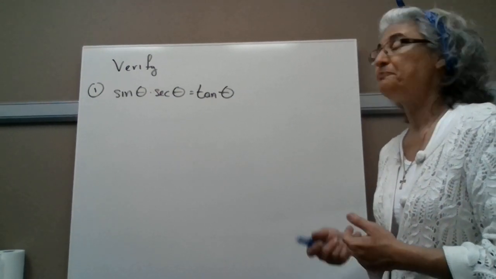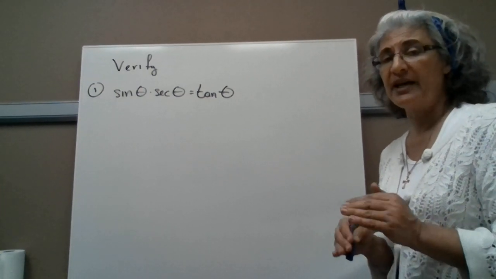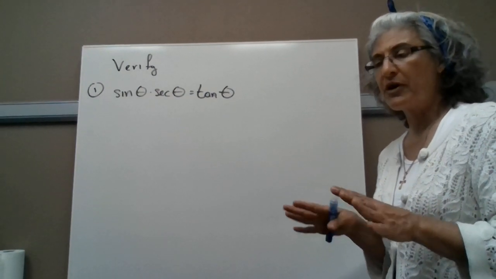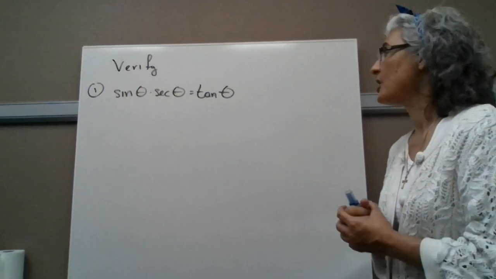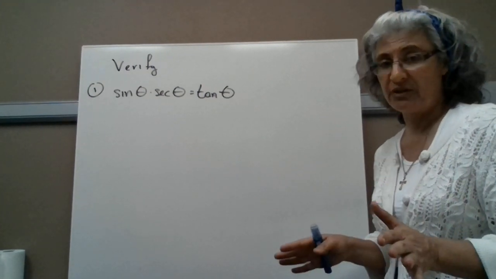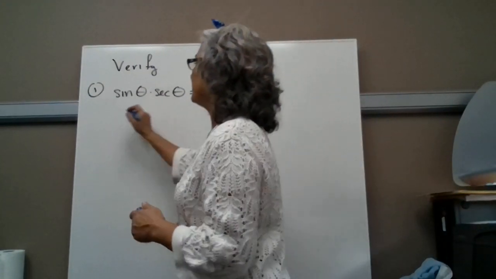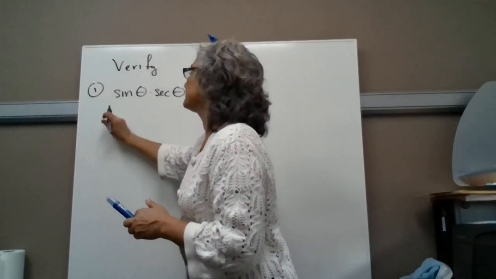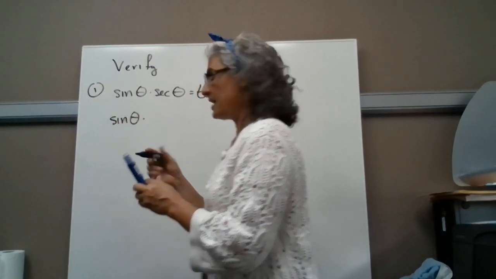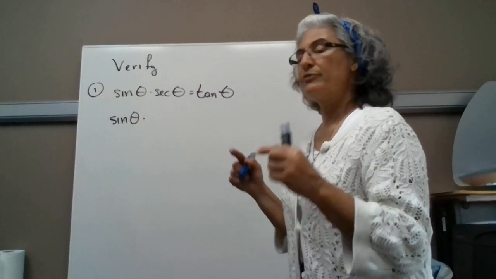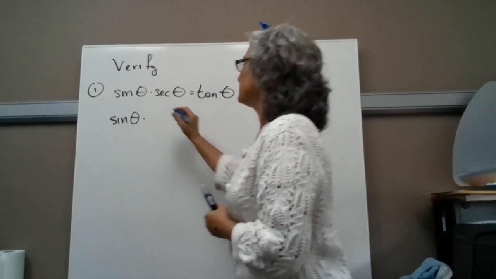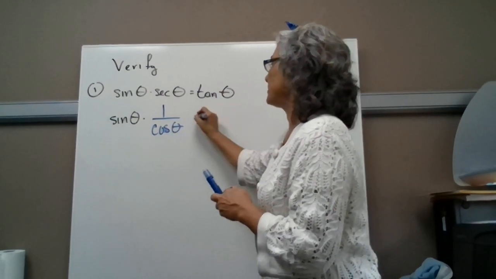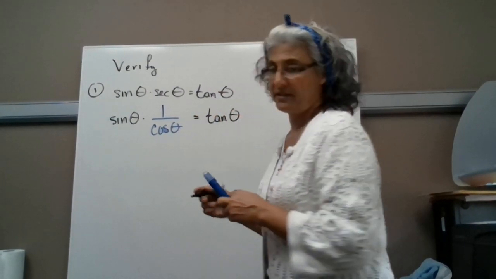Now, me personally, I like to always put things in terms of sine and cosine. That helps me out a great deal because those are our basic trig functions. So sine is already good to go, but secant's not. So the sine of theta is going to stay the sine of theta. Secant, I remember, is the reciprocal of cosine. So I'm going to write 1 over cosine of theta. And this is supposed to equal tangent of theta.